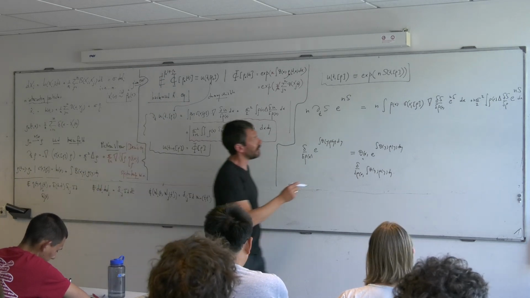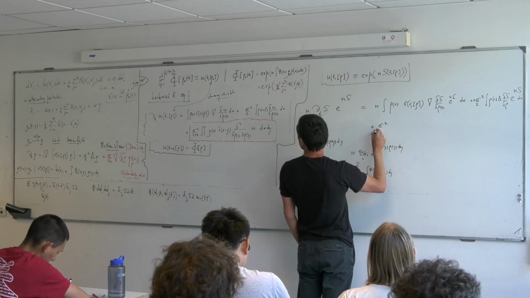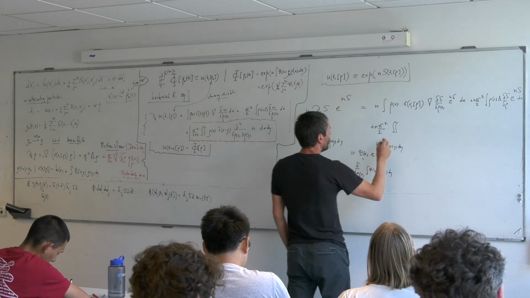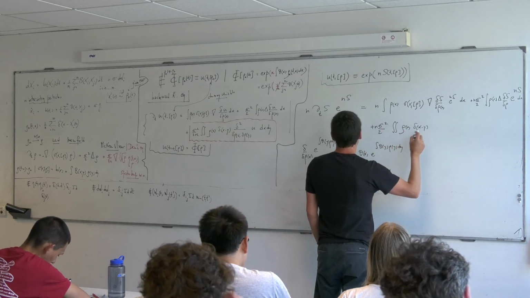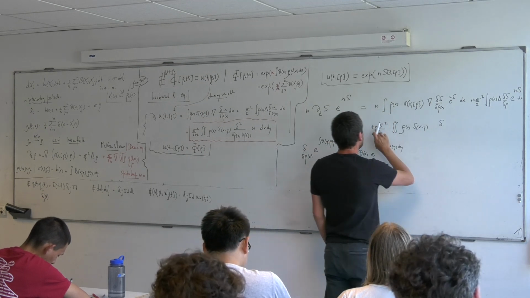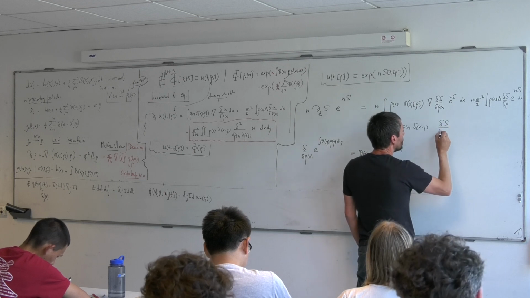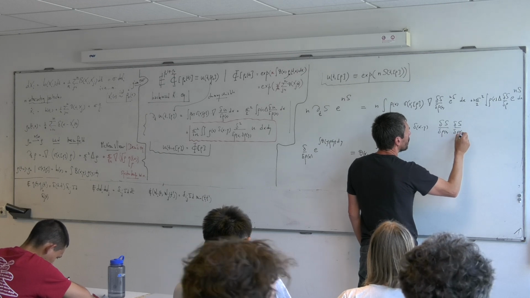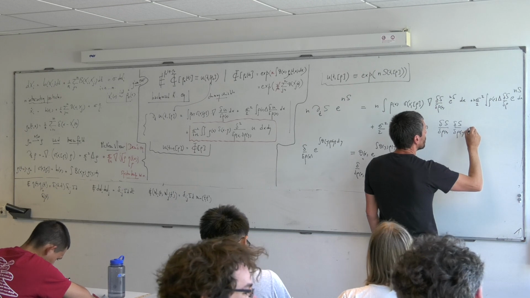So let me write what that one gives. You can write it like that, because I'm just doing the functional derivative. And if you do the functional derivative, you get the following thing. Maybe I'm going to put this one here. Wait a minute, just give me one second.